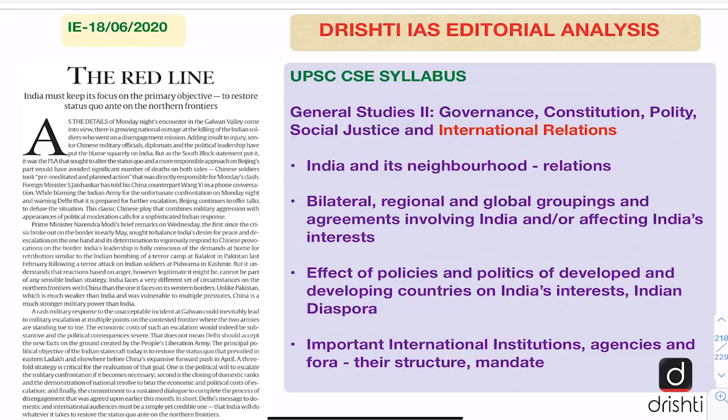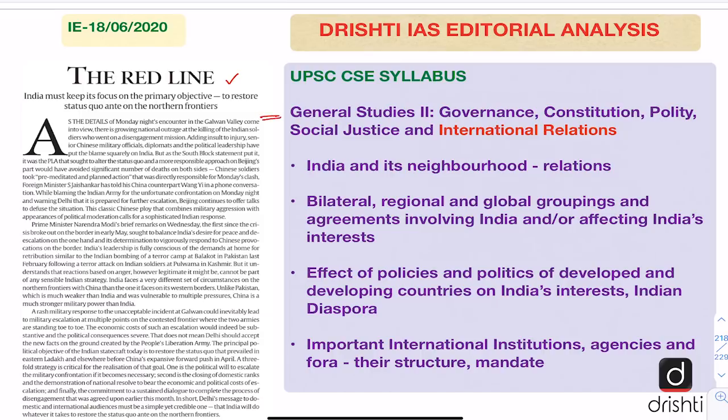We have taken today's editorial from Indian Express and it has come on 18th of June. The title of the editorial is The Red Line, and it says that India must keep its focus on the primary objective to restore status quo ante on the northern frontiers. So it deals with the recent border clash between India and China, which took a violent turn on 15th of June. So let us look at its linkage with the syllabus.